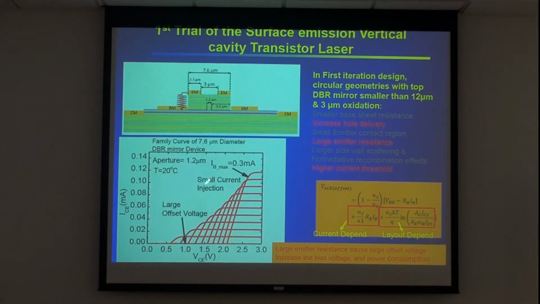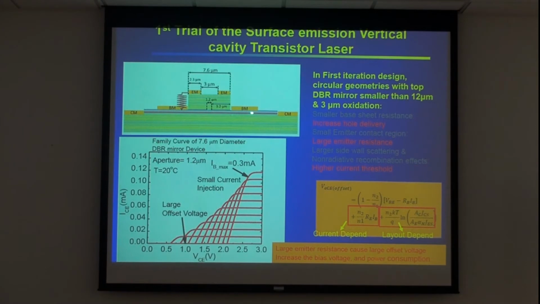I can tell you, you can see it from this family curve, because you can see there's lots of offset voltage. That means your device is pretty resistive. And why does it become resistive? Because you have to see this layout. You put the base metal, but you don't want to block the light. I mean, you try to confine the light into a small region because you don't want the light coming out and blocked by the emitter metal.